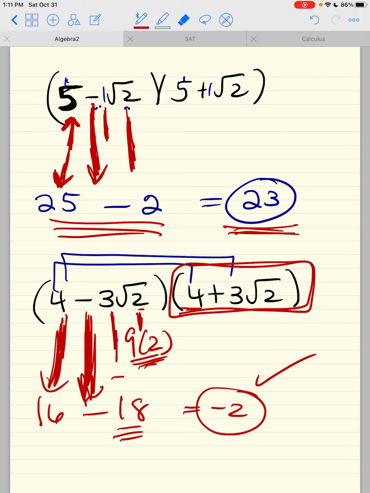Okay? So that's how we multiply conjugates, and that's how we multiply radicals.